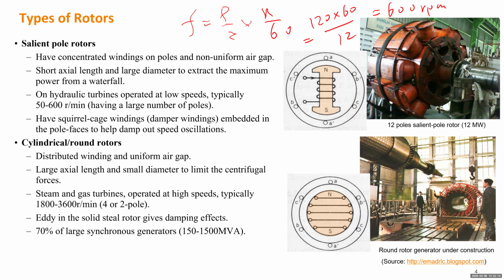Okay. So 70% of large synchronous generators powering the transmission grid are actually round rotor generators. We know the salient pole rotor generators are mainly used for hydropower plants, but hydropower plants right now only take a small percentage of large conventional generation. Round rotor generators can be utilized as turbine generators, gas turbines or steam turbines, so they take the majority of the synchronous generators.